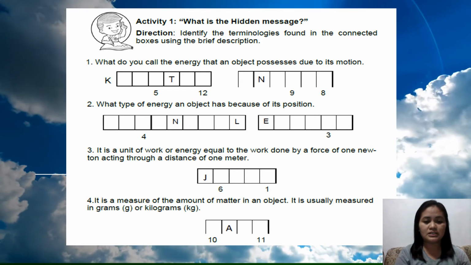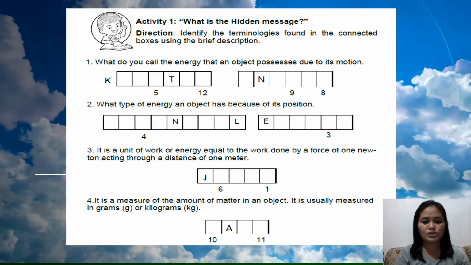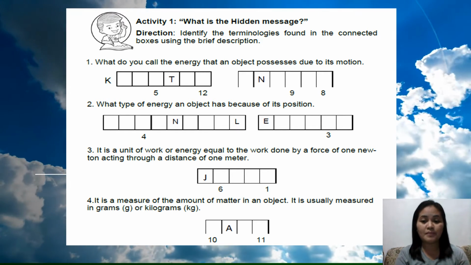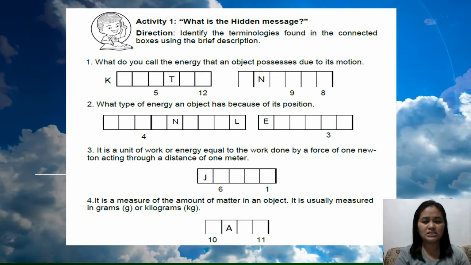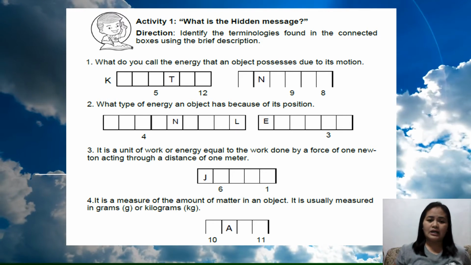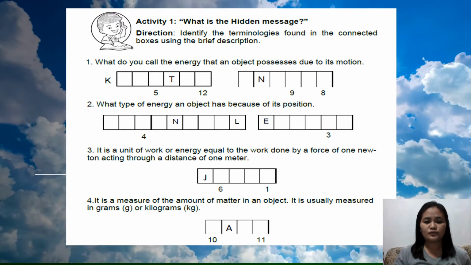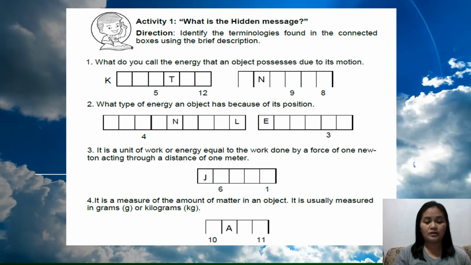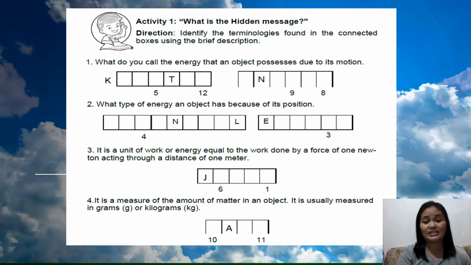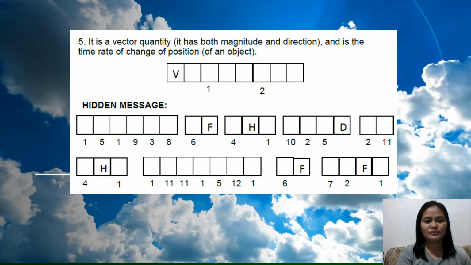Number 4, it is a measure of the amount of matter in an object. It is usually measured in grams or kilograms. Katumbas yan ng timbang kasi nga, it is expressed in grams or kilograms. So, how much matter is present in an object? That is your answer for number 4. A ang second letter and ends with letter S. May clue.